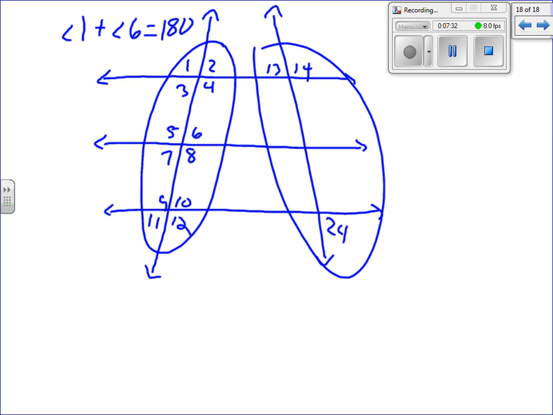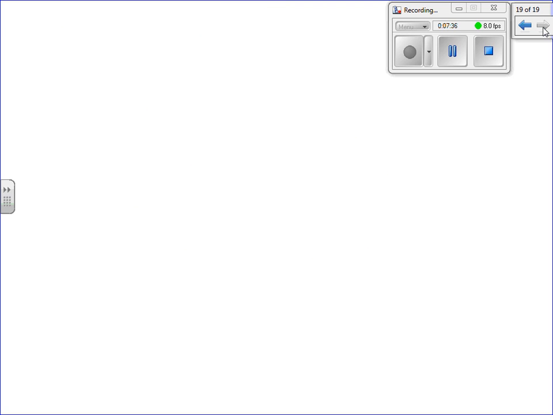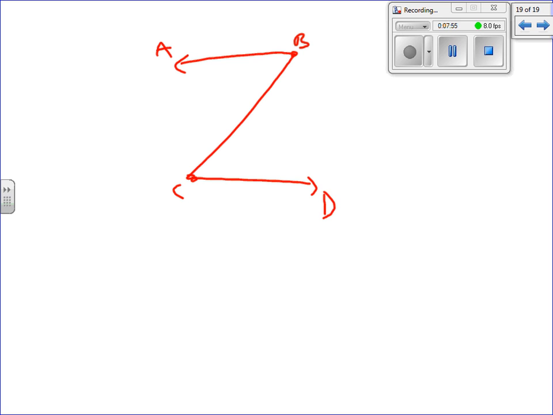It might come up. The only other situation I want you to be aware of is when you're not dealing with something that looks like that. So if they give you, I don't know, like a Z, for example, and they tell you that the top line and the bottom line are parallel, you need to know that, I'm going to letter them to make it easier, line BC is a transversal.